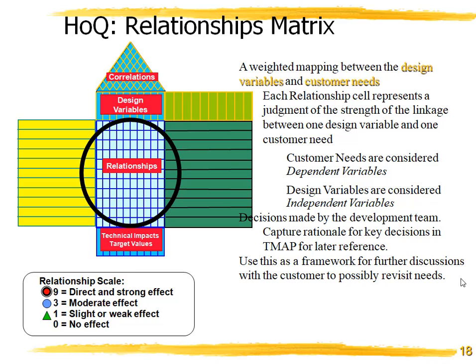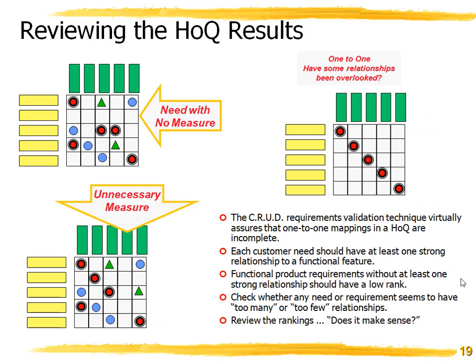Or looked at the other way, for every given row, looking at our requirements, our what's, do we have a how that satisfies them? You can review the results as you do that. If you end up with a matrix where you've got an empty row, meaning you've identified a what, but there's no how that addresses it, you're probably not done. Likewise, you could have unnecessary measures.